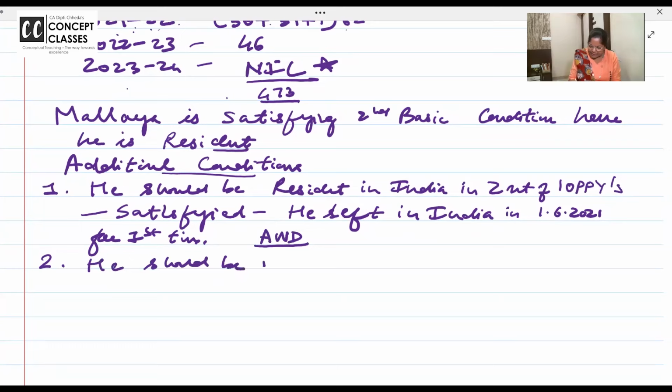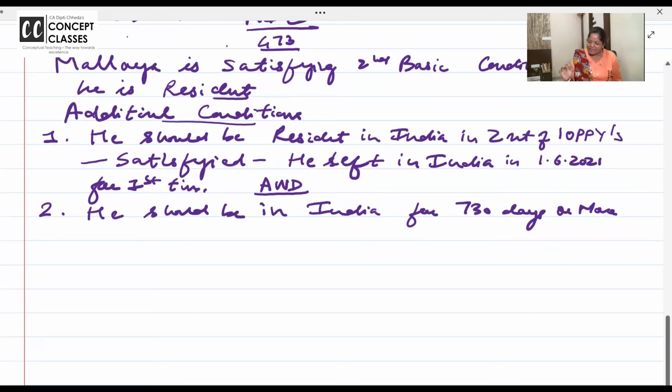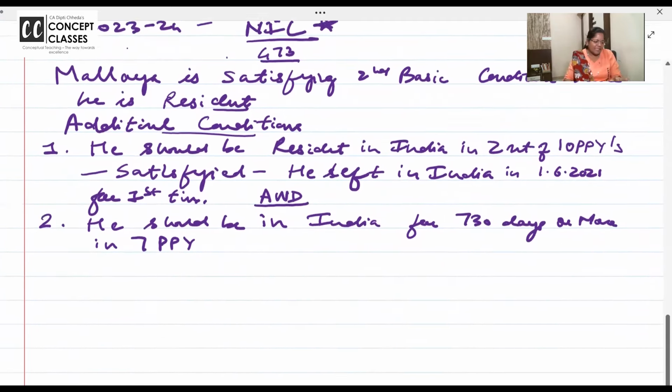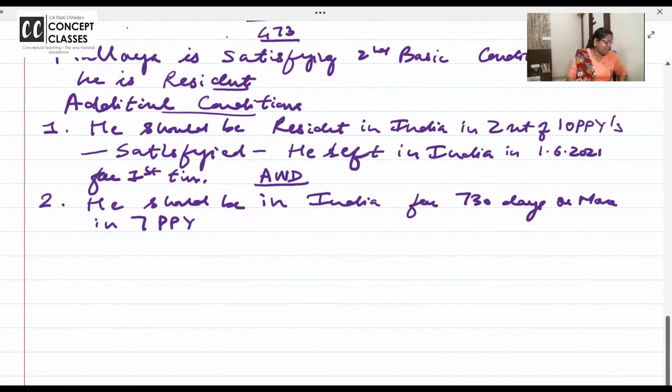He should be in India for 730 days or more. He should be in India for 730 days or more in the 7 preceding previous years. So we had written 4, and before that we have to write 3 more: year ending 20, 19 and 18. So obviously he's going to satisfy because he was in India for 365 days only, no? Is it understood by all of you? Yes.